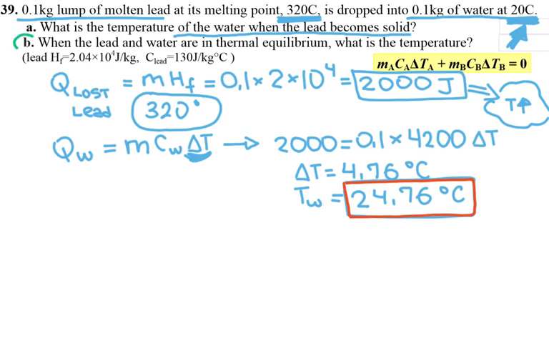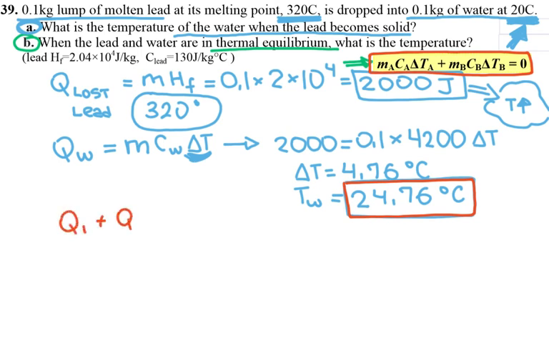And for the next question, they ask you, what is the thermal equilibrium temperature for both of them after they stay together for a while? So for equilibrium temperature, I have to use this formula right here: Q1 plus Q2 is equal to 0. So the heat that the lead is going to be losing is going to go into the water. And finally, they will reach the equilibrium temperature.